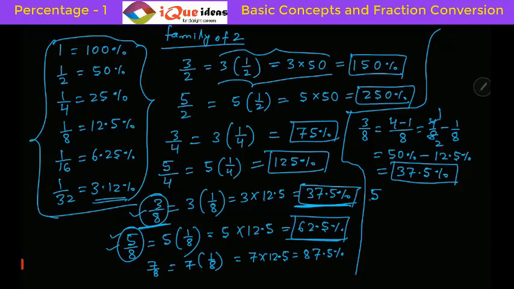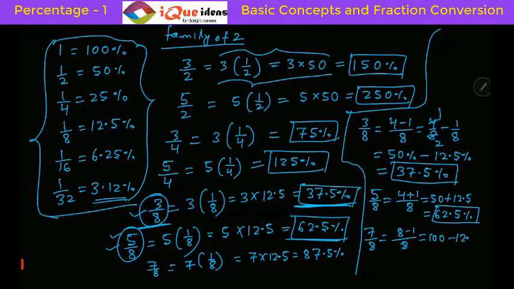Suppose it is 5 by 8. 5 by 8 is 4 plus 1 by 8. Now 4 by 8 is 1 by 2, which is 50%. 1 by 8 is 12.5%. So the final answer will be 62.5%. Right? So in some situations, this opening and breaking the number also becomes really useful. Let's say 7 by 8. Now 7 can be written as 8 minus 1 upon 8. 8 upon 8 is 1, that is 100%. Minus 1 upon 8 is 12.5. So 100 minus 12.5, that is 87.5%. Right? So these methods also you should try and learn.